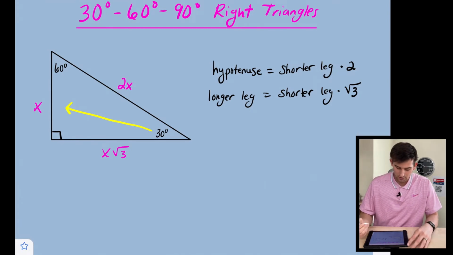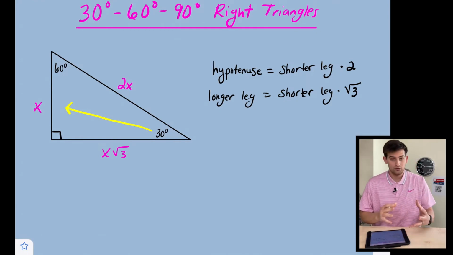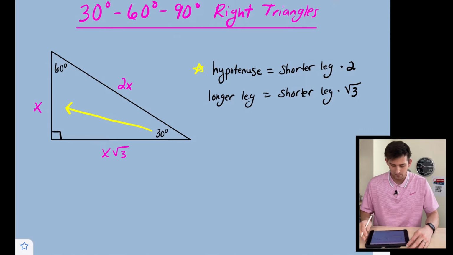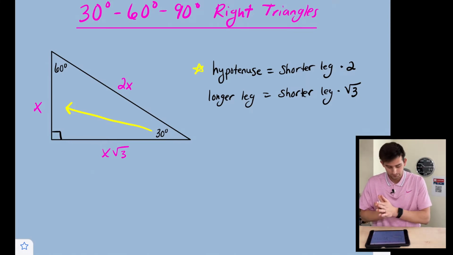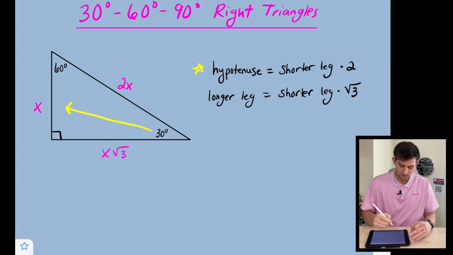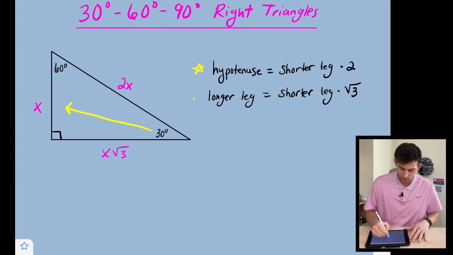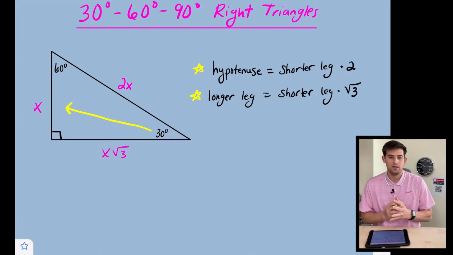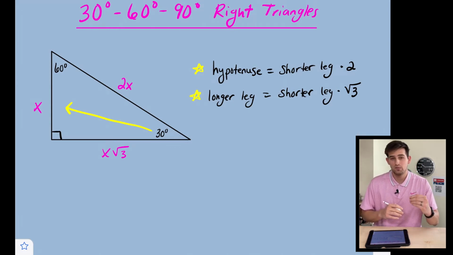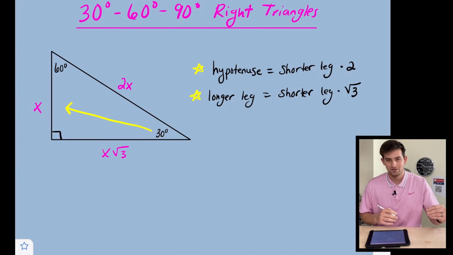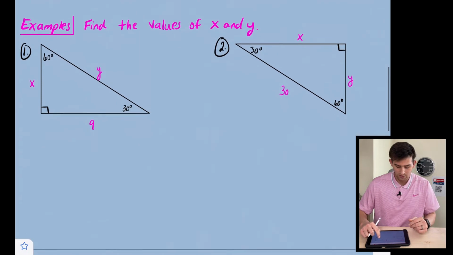Now our hypotenuse is 2 times the shorter leg. So that's what we see right here: hypotenuse equals shorter leg times 2. And our longer leg is equal to the shorter leg times the square root of 3. So these are the two equations that we need to remember, and we can use either one of these depending on what piece of the triangle is already given to us. Okay, so hypotenuse is equal to shorter leg times 2, and the longer leg is equal to the shorter leg times the square root of 3. So let's look at a couple examples where we use those equations.